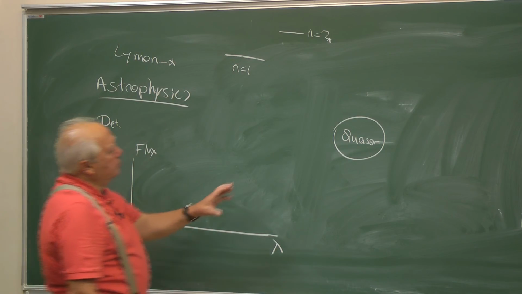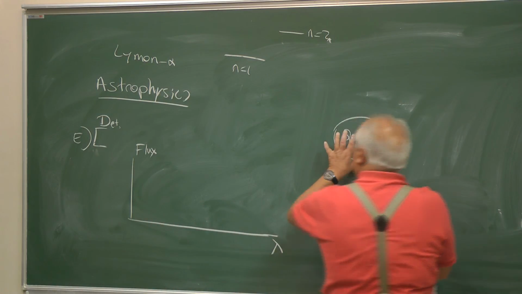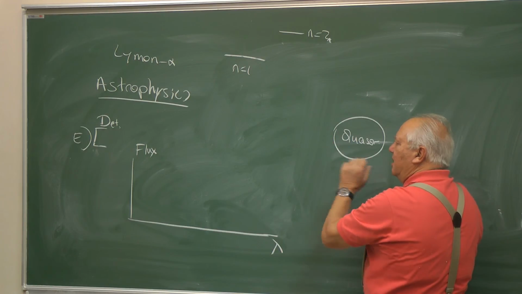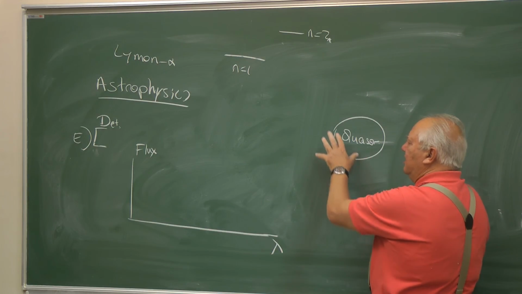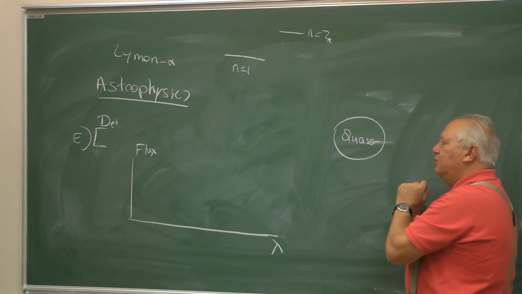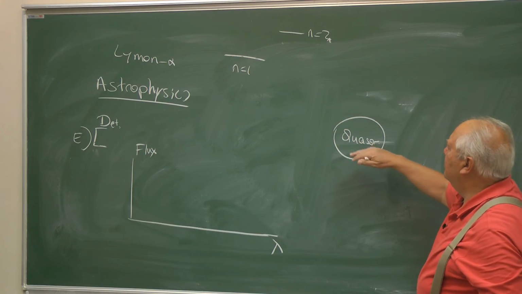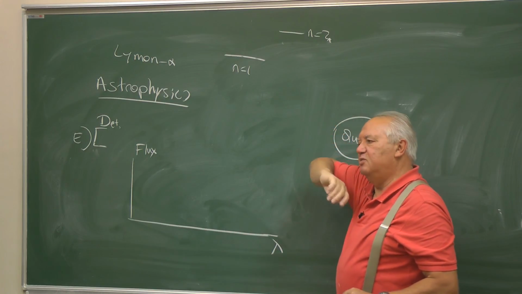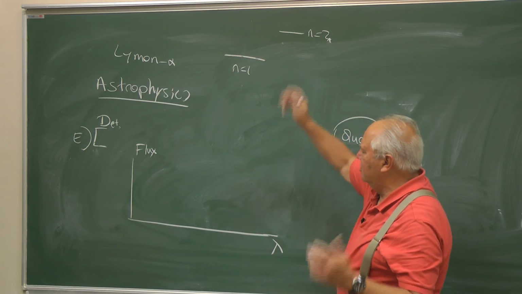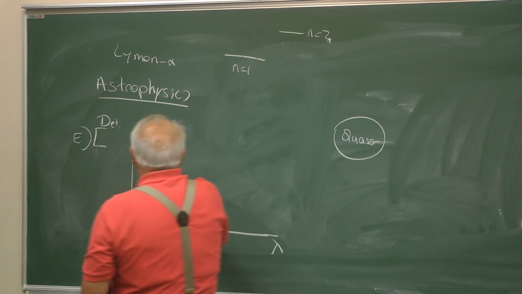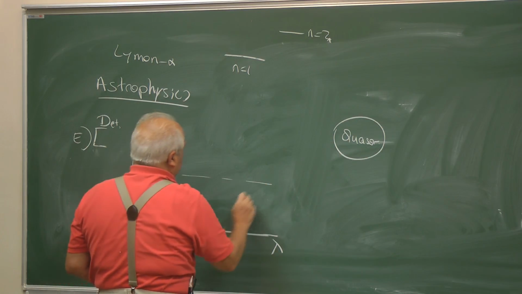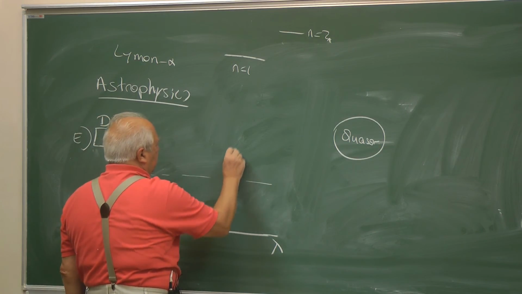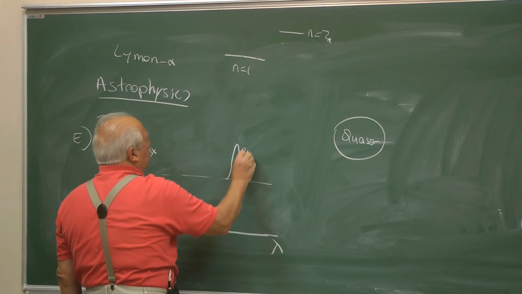So the quasar is emitting in a broad range of frequencies, but there is one frequency that will have a peak because there is a lot of hydrogen, and this hydrogen is excited to n equals 2. Then it decays by a spontaneous emission and also by stimulated emission. So instead of getting a uniform flux from all lambdas, we have a big bump emission.